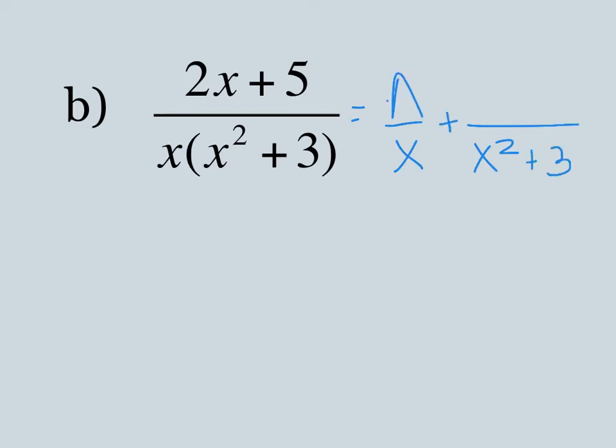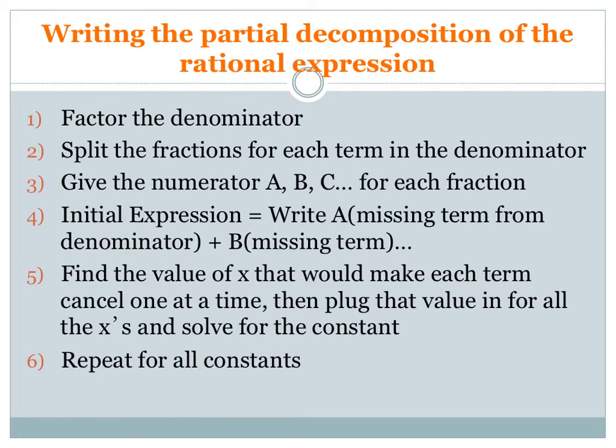Again, these are my unknowns, A and B. The order does not matter on these. So you could have done the x squared plus 3 first and then the x second. But once we start filling in what those values for A and B are, you'll see that they need to match. Questions so far?